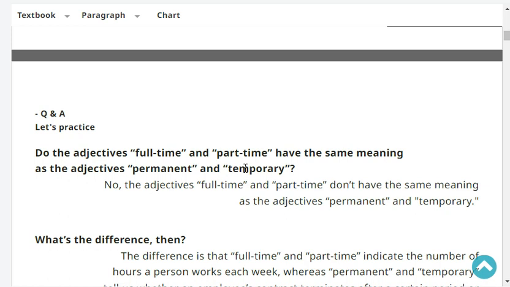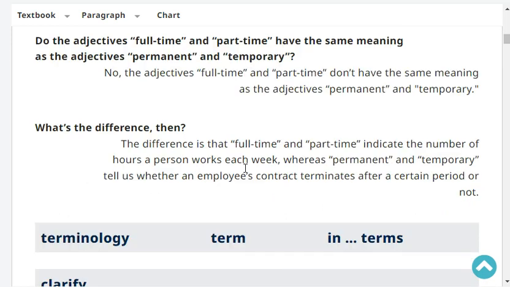Next. Do the adjectives full-time and part-time have the same meaning as the adjectives permanent and temporary? No, the adjectives full-time and part-time don't have the same meaning as the adjectives permanent and temporary. Well, what's the difference then?